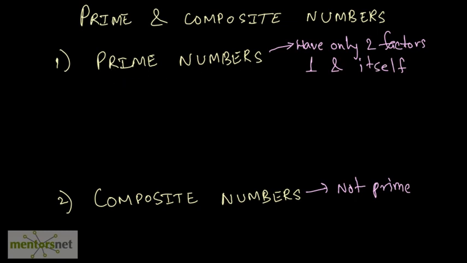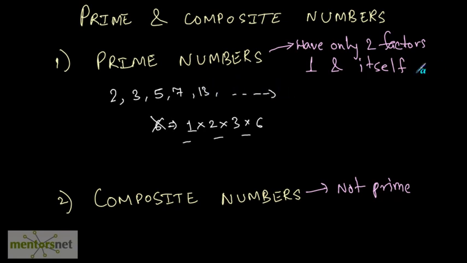So what are the prime numbers? 2 could be a prime number because 2 has only two factors, 1 and 2. 3 is a prime number. 5 is a prime number. 6 is not a prime number because 6 has more than two factors. Let's say 6 has 1, 2, 3 and 6, so 6 has 4 factors, so 6 is not a prime number. 7 is a prime number. 13 is a prime number, and so on. You can calculate a lot of prime numbers.